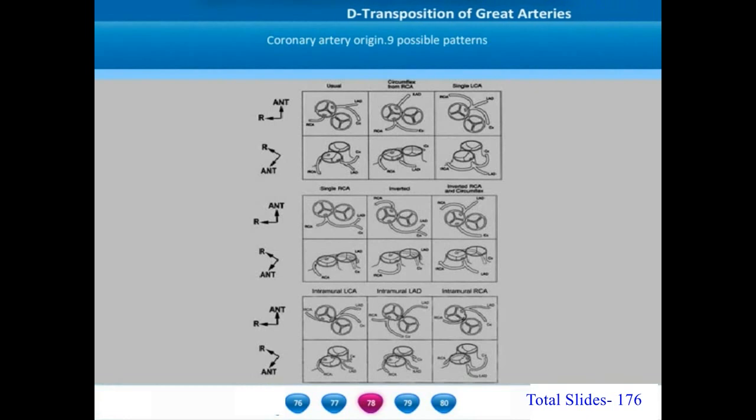The echocardiographic classification of the different types of coronary artery origin enlists about 9 possible patterns. The usual pattern will have a left coronary artery arising from the middle of the left and anterior facing sinus, which is called sinus 1. The right coronary artery arises from the middle of the right and posterior sinus, which is called sinus 2. This is seen in almost 2/3 of the patients with transposition of great arteries.